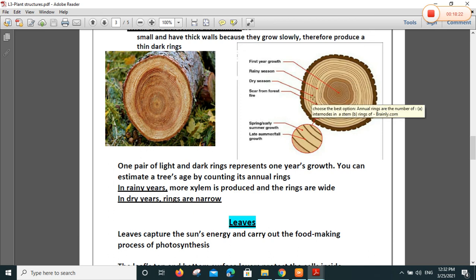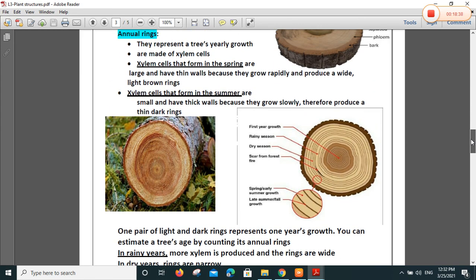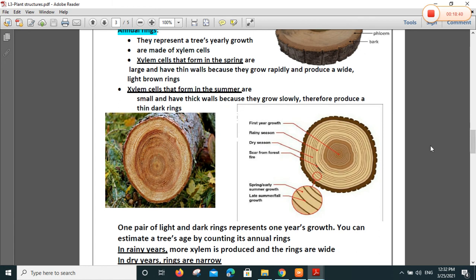So wide means more water or rainy, thin means dry. Also the light, wide one is formed in spring, and the dark one in the summer.